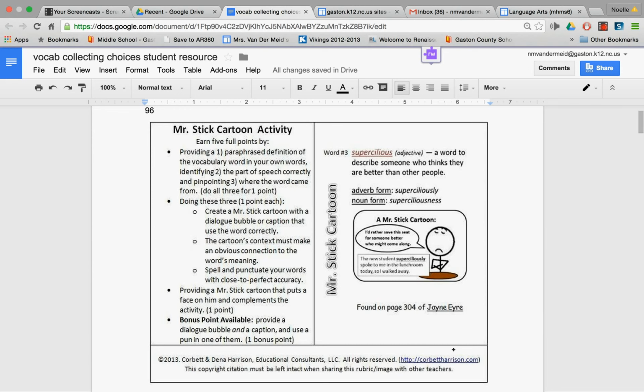To receive full credit, you're going to need to spell all the words correctly, have correct punctuation, and correct capitalization. And this would be considered a 5-point activity. 1 for the word and definition, 1 for the extra form of the word. Then you have your cartoon. That would be a 3rd, your total cartoon. Your speech bubble and caption would be a 4th. And then, of course, 1 point for spelling and punctuation.